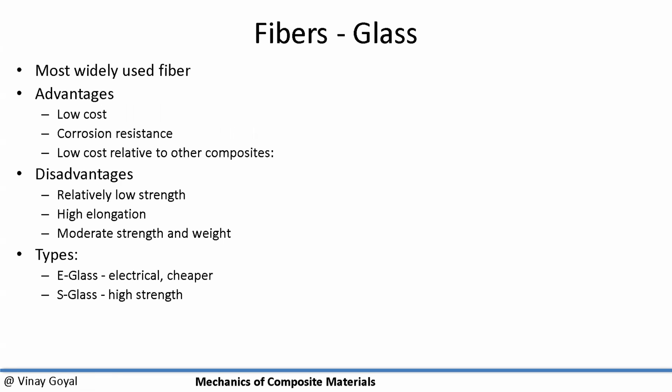So fibers, let's start with glass, and I want to go through advantages and disadvantages and the types of glass you could have. Fiberglass is the most widely used fiber. The advantage of that is that it's low cost, it's corrosion resistant, but also offers low cost relative to other composites. The real disadvantage here is that it's low strength, and it also provides too much compliance, so high elongation, and it offers moderate strength and weight.